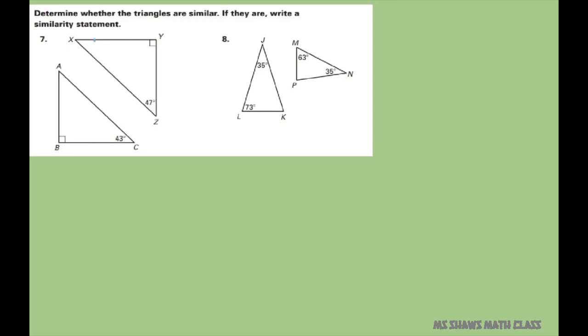So basically, for them to be similar, the angles have to all be congruent. If I look at this one here, this is 90. Take 180 minus 90, these are all degrees, minus 47 degrees. You can just do 90 minus 47, and that's going to give you 43 degrees.